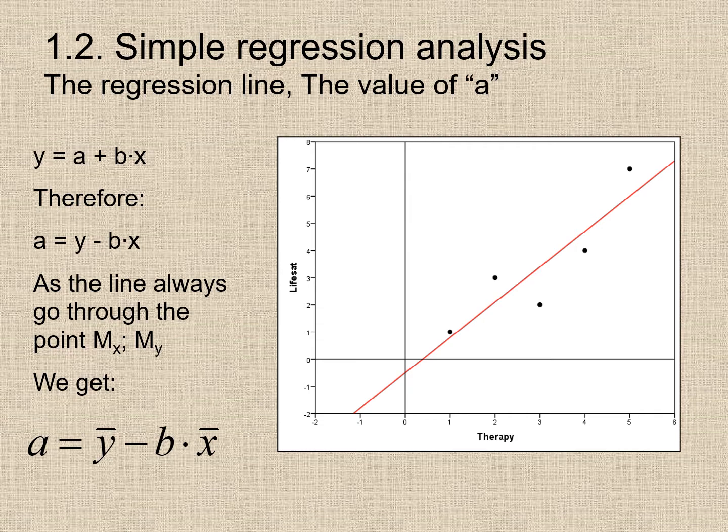The regression line always goes through a certain point. Namely, the mean of the independent variable and the mean of the dependent variable. The regression line always goes through that point.